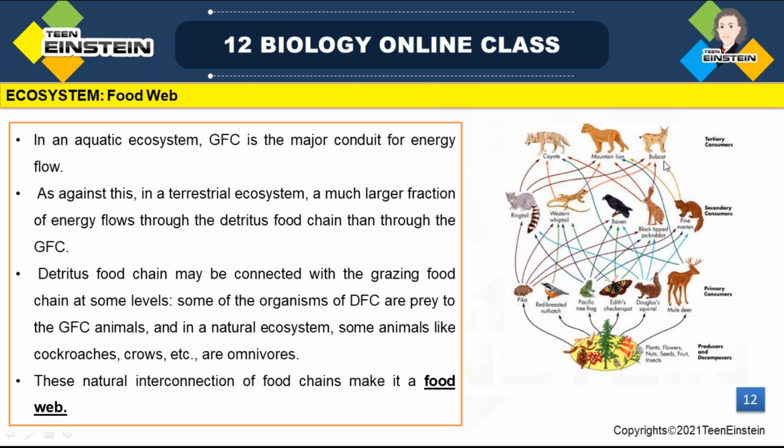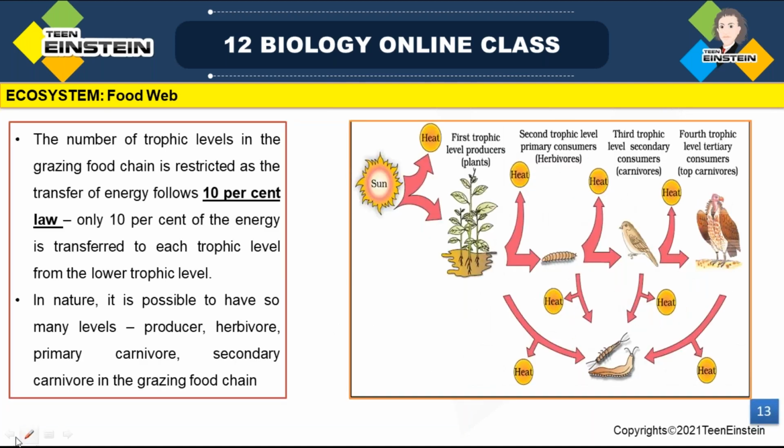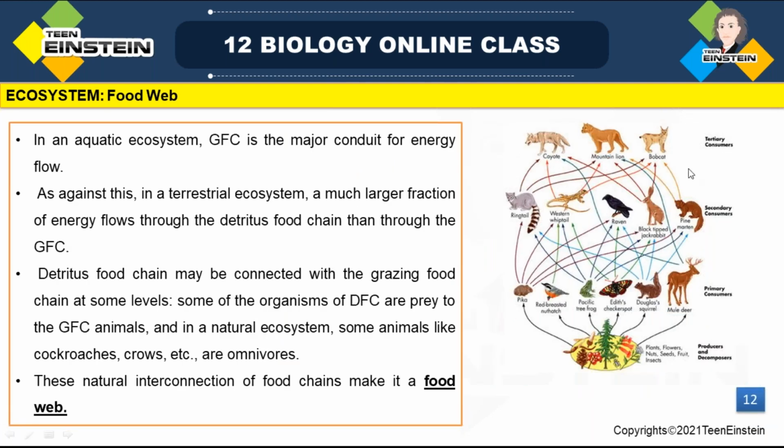Here you can see all these organisms are interconnected. This frog, some birds may eat, and that same bird may prefer butterfly also. So like that, all these are interconnected, right? The same plant will be eaten by different types of animals. Different primary consumers will be using the same plant. So all these food chains are interconnected. That is called a food web. Okay.